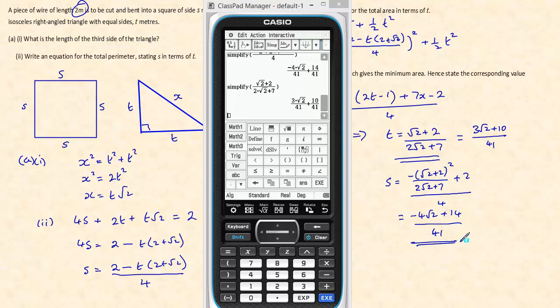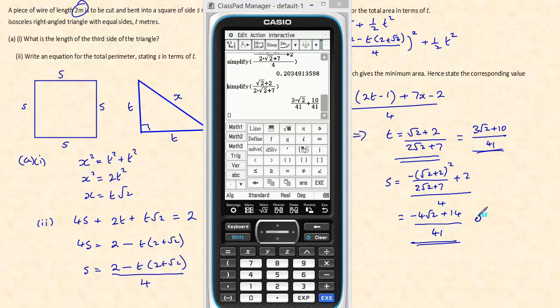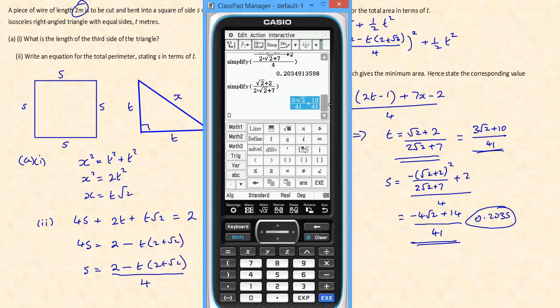Now, it might be worth having these as decimals as well. So let's just change that one to a decimal, 0.2035. So that was that one. And let's just do that one as well, 0.3474.